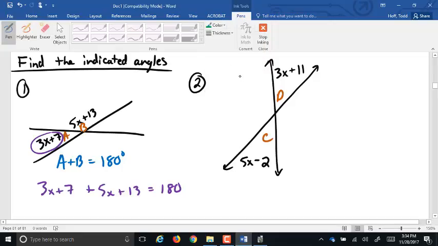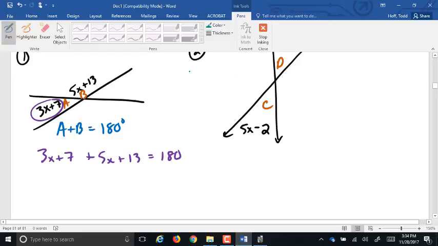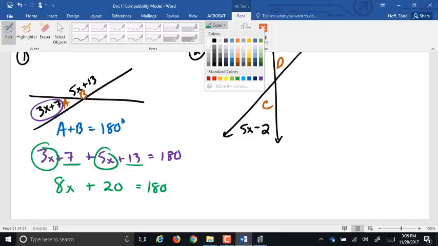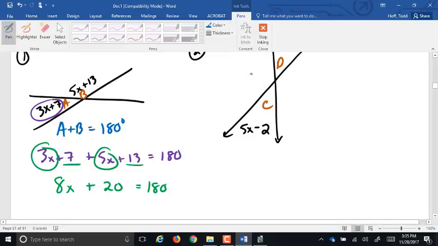So now to solve that, what do I do next? Well, before I can start solving it, I have to make sure I combine everything I can on each side. So on the left side, I have 3x and 5x, which make 8x. Then I have 7 and 13, which makes positive 20, so plus 20. Then I still have 180 on the right side. Now I have everything combined and simplified that I can start to solve it.